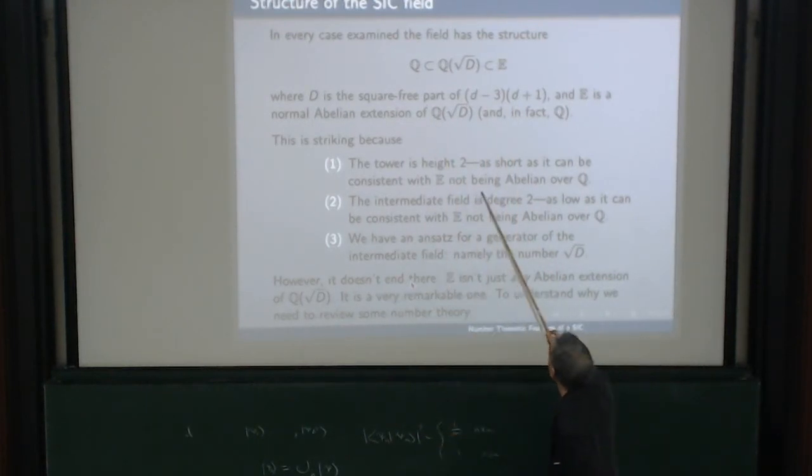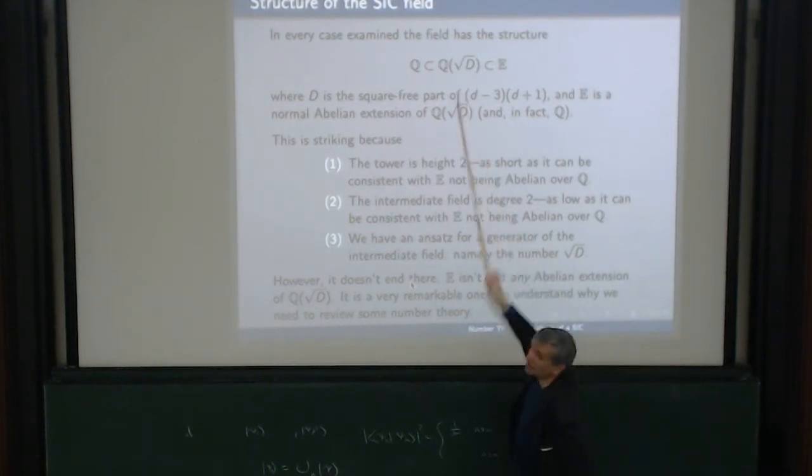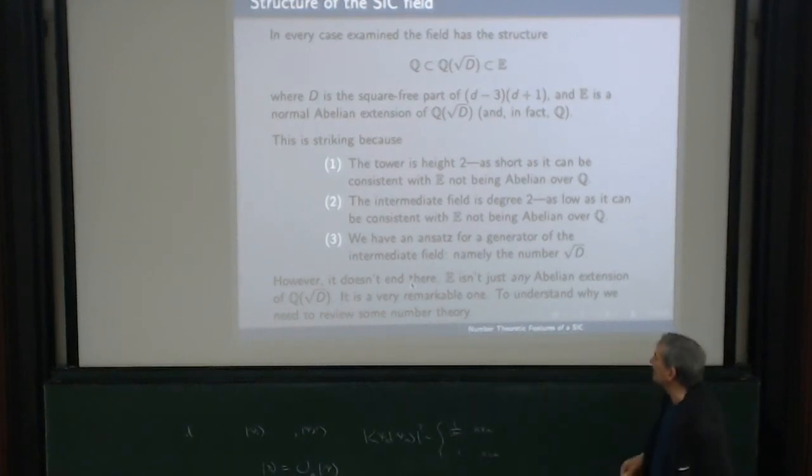And the thing to notice is, assuming the Galois group isn't actually abelian, that's as short as it can be. And the other thing to notice is degree 2. It's simply a quadratic field generated by a square root. And that's as low as the degree can be, consistent with the whole field not being, in fact, an abelian extension of the rationals.